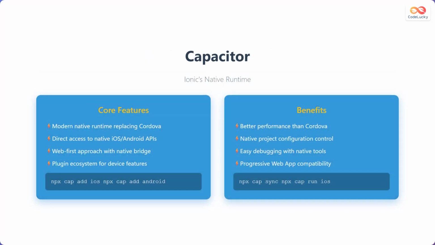Capacitor is Ionic's modern native runtime that replaces Cordova for accessing native device features and hybrid apps. It enables direct usage of native iOS and Android APIs while keeping a web-first development approach. Capacitor allows easier native project configuration, supports debugging with native tools, and maintains compatibility with progressive web apps. It improves performance, provides a rich plugin ecosystem, and simplifies building cross-platform apps.